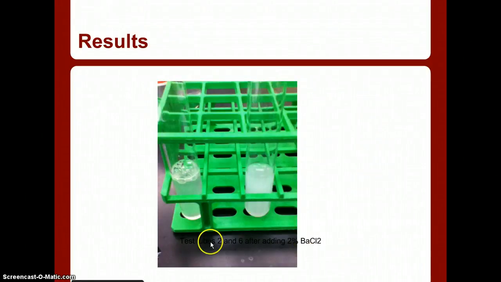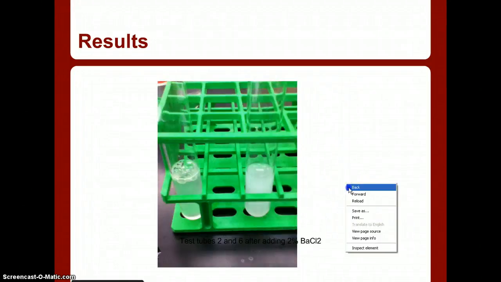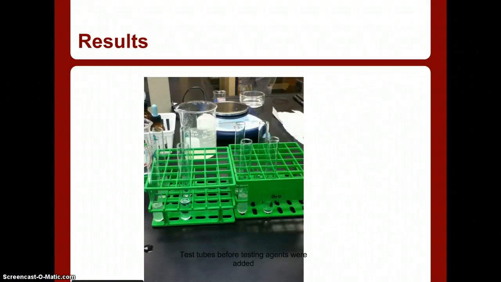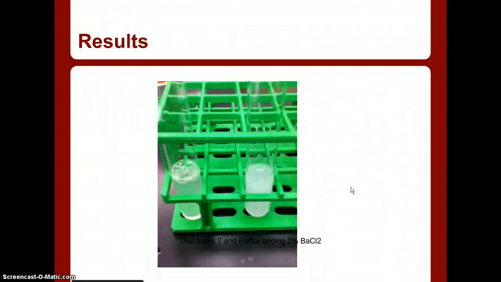So next, I'm sorry, this is hard to read, but next we tested test tubes 2 and 6, adding 2% barium chloride to test for sulfate. If sulfate was present, it would be a milky white or a white precipitate. As you can see, both of them had it, but the fluid inside the cell had a higher concentration than outside the cell.